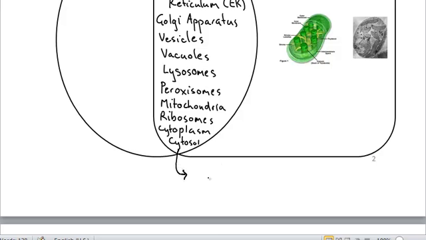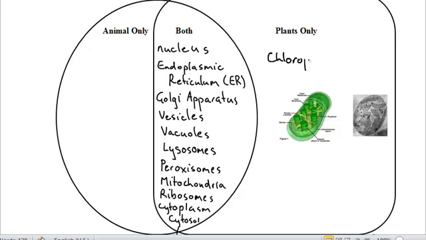Over here on the plant side only, this thing that is green in color, hopefully you recognize as the chloroplast. Now I don't mean to intend they're only in plants, but they're only in plants compared to animals. They also exist in bacteria. We're not going to go into a lot of detail, but you should know that chloroplasts are the site of photosynthesis.